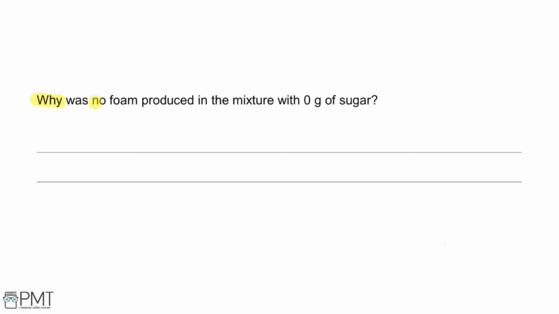Why was no foam produced in the mixture with 0 grams of sugar? So here we can use that respiration equation again. If we have a look at the reactants, we've got glucose and oxygen. They're what you need to get out of it, the water and the carbon dioxide. And the carbon dioxide is the gas producing the foam.